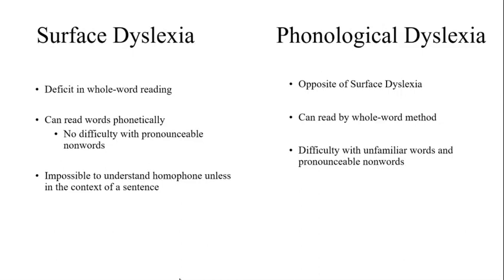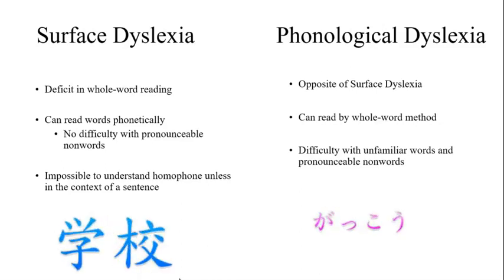Now, the book also provides an amazing example of these dyslexias through use of the Japanese language. So in Japanese, there are kanji, which are Chinese characters, like symbols, and kana, which are written words that are phonetically spelled out. So these two I have on the screen. They both mean school. The one under surface dyslexia is kanji, while the one under phonological dyslexia is a form of kana, which is hiragana. An individual with surface dyslexia would have difficulty with the kanji because they are unable to identify the character as a whole due to their whole word reading deficit. Meanwhile, someone with phonological dyslexia has difficulty with the hiragana because they can't phonetically sound out the word to know what it's saying.